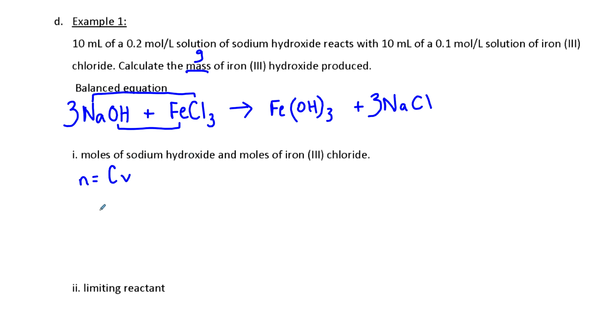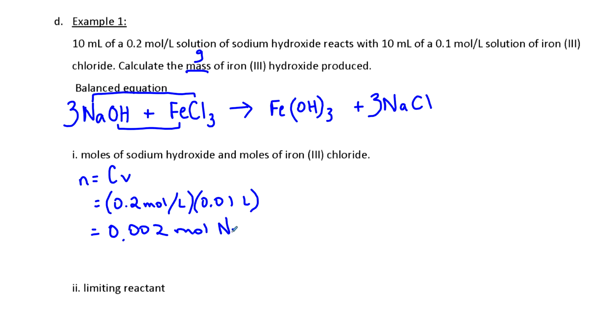For sodium hydroxide, I would take the concentration of 0.2 moles per liter and multiply by the volume of 10 milliliters. Because this is moles per liter, the volume needs to be in liters. So remember, you want to move your decimal place over 3 spots. That would be 0.01 liters, and that would give you 0.002 moles. And this is my sodium hydroxide.